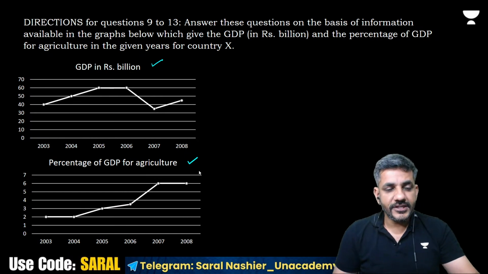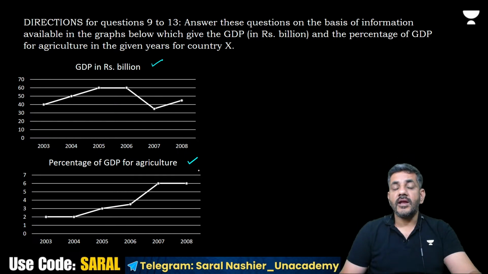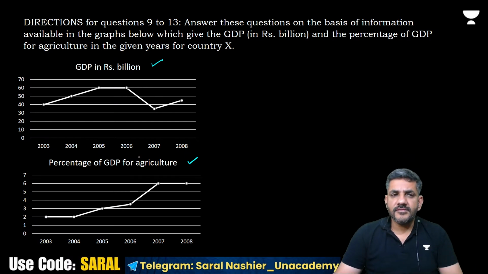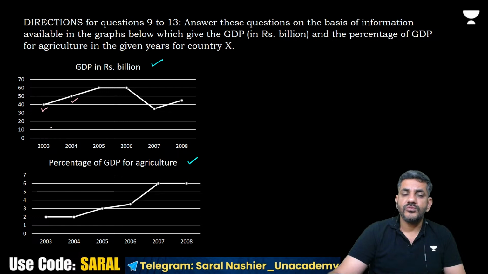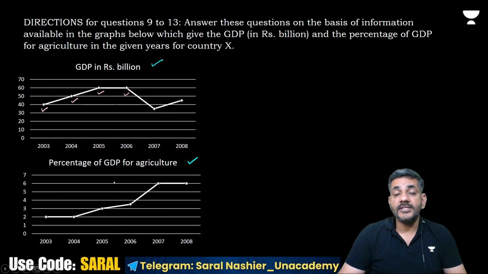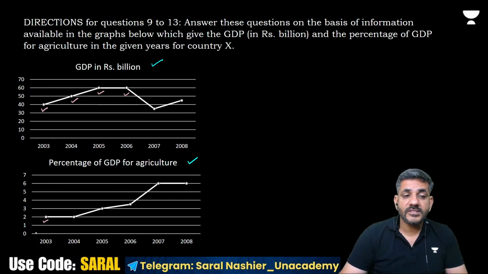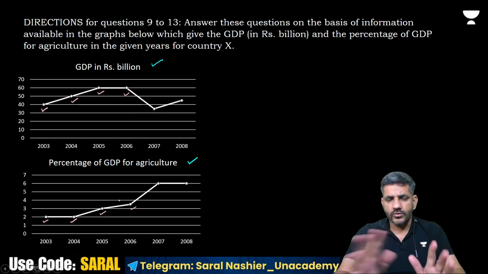GDP in billion and percentage of GDP for agriculture. So the first graph gives you the GDP. We can say that 40 billion rupees is the GDP in 2003, 50 billion rupees in 2004, 60 billion in 2005, and so on. Similarly here, the percentage of GDP for agriculture is 2% in 2003, 2% in 2004, 3% in 2005, 3.5% in 2006, and so on.